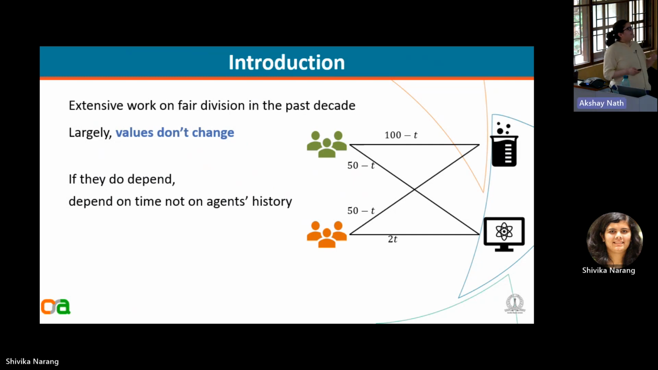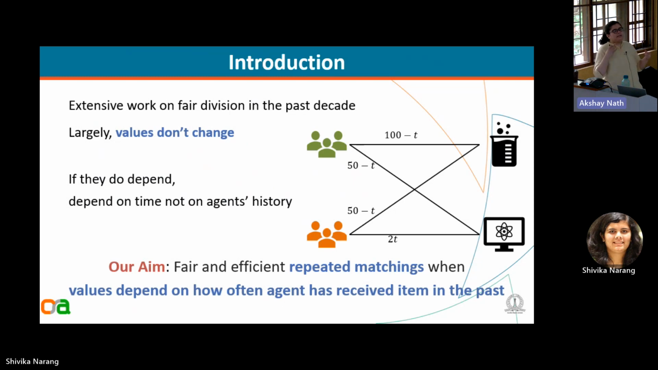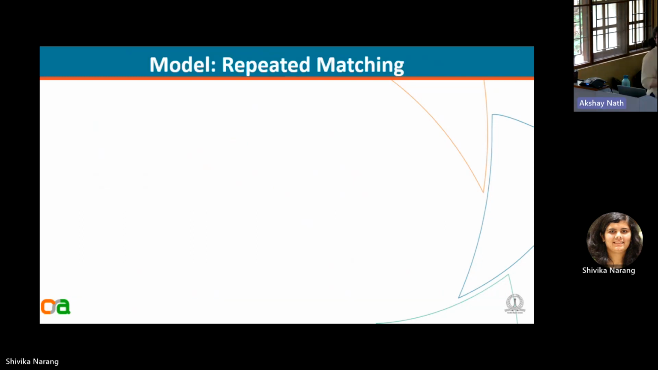So our goal in these settings would be to look at these things where, for a fixed set of rounds, the same set of agents have to be matched to the same set of items and be fair and efficient, while considering values that depend on how often this agent has received something in the past. Okay, so this is what we call a repeated matching.